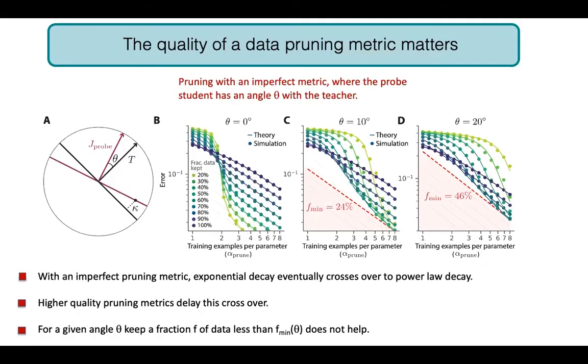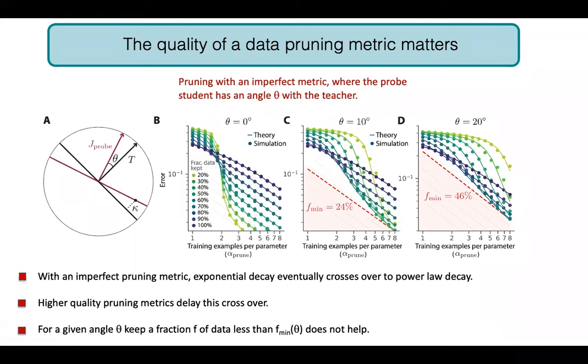Let me skip that. Okay, the quality of a pruning metric matters. Remember, I was discussing when theta equals zero, so we're pruning according to the teacher. What happens if we have an imperfect probe metric? So the probe has some non-zero angle with the teacher. We can work out the theory analytically. Those are the solid curves. The dots are simulations. They match.